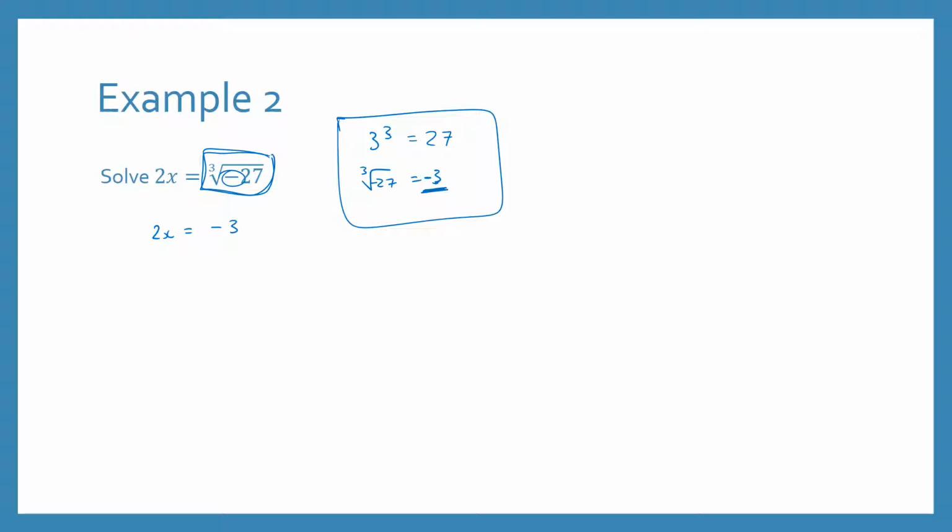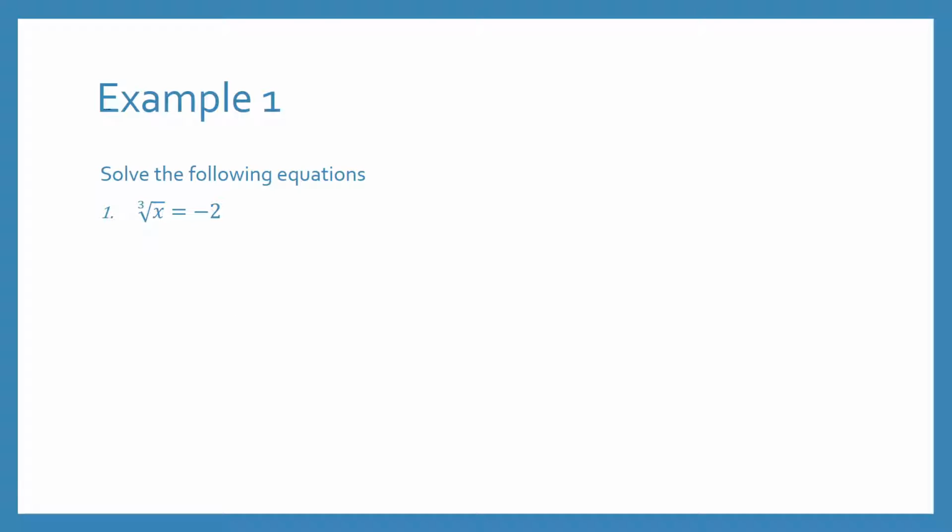Next, we still want this x by itself, so we're going to divide both sides by 2. We get x equals minus 3 on 2, or minus 1.5, and that would be your solution. Okay, have a go at this question.